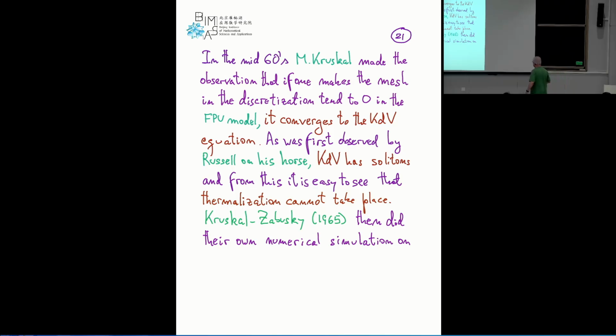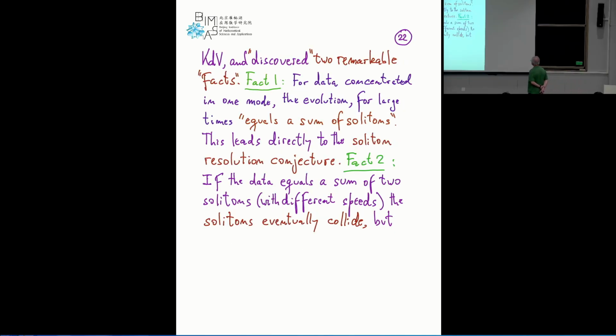So Kruskal and Zabusky in the mid-60s did their own numerical computation. They had better computers than the MANIAC by this time. And they discovered two very remarkable facts. The things that I put in quotation marks are because they're not mathematical facts, they're experimental facts. The first fact is that if you start with data concentrated, let's say, in just one mode, the evolution for large time is a sum of solitons. So they computed the solution for large time, and they see that it's a sum of solitons. This is what led to the soliton resolution conjecture.